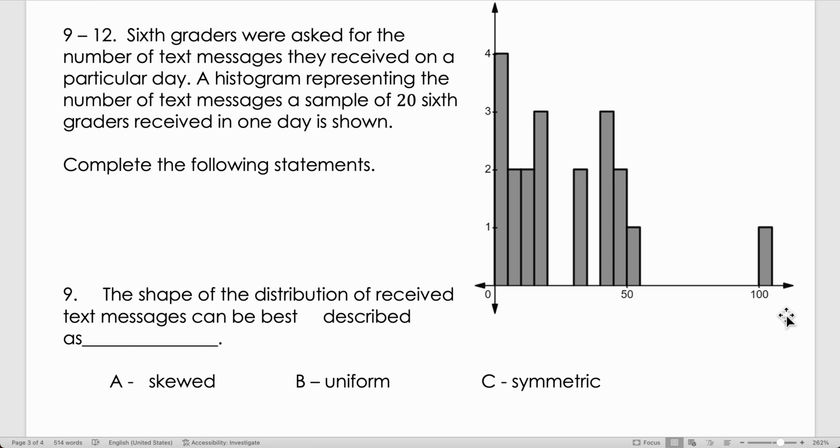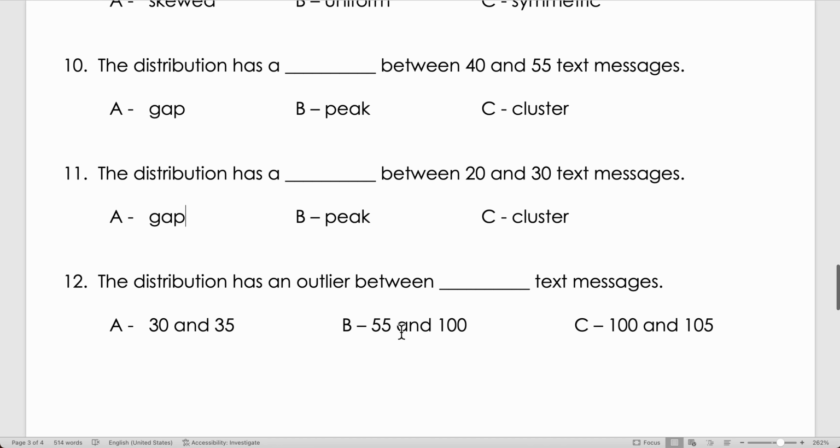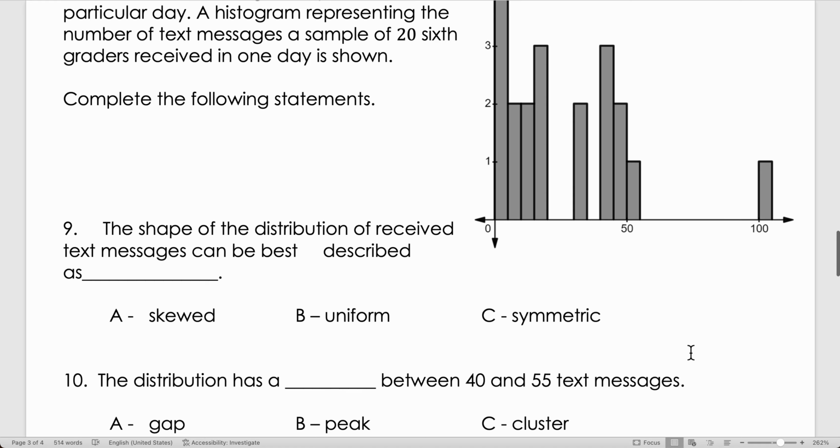It's going to be from 100 to something, so can we get rid of any of these? Yeah, definitely not 55 to 100. Definitely not 30 to 35. It's going to be 100 to 105. That's where that outlier is here.